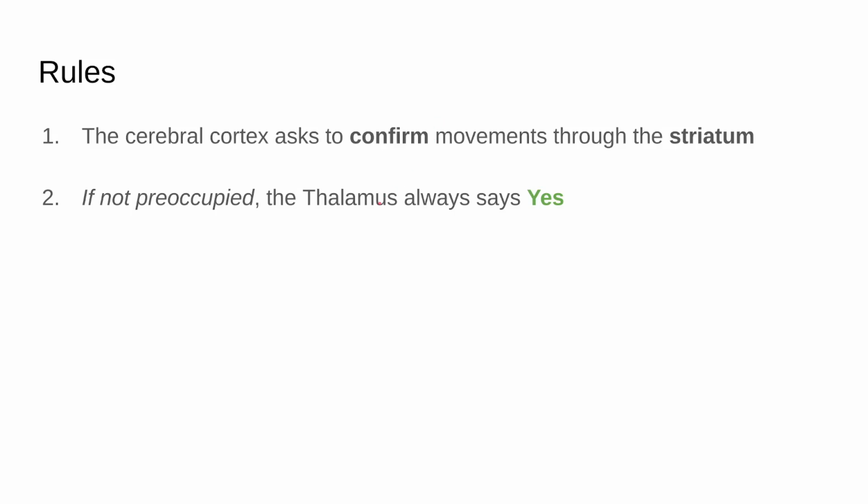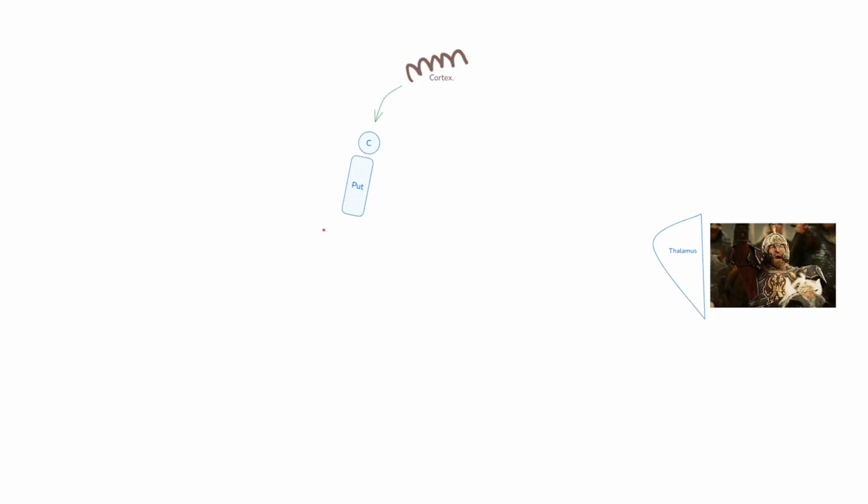All right, rule 2. The thalamus will always say yes as long as it's not preoccupied. So we look here. Is the thalamus preoccupied? No. It'll always say yes, and we will always get movement if the thalamus is not preoccupied.